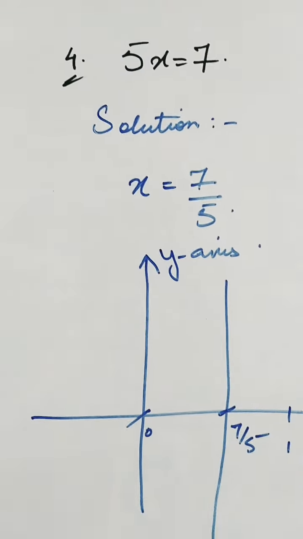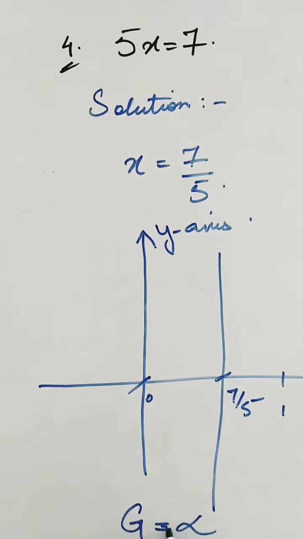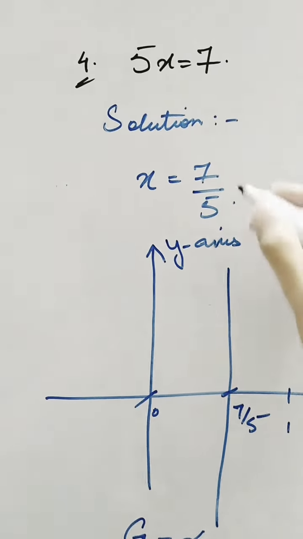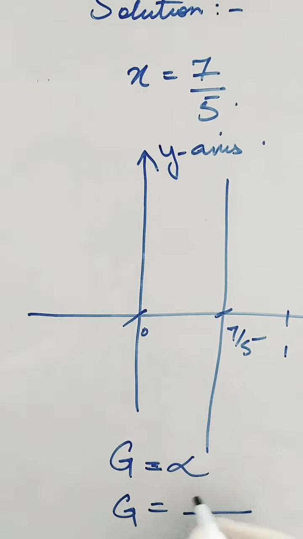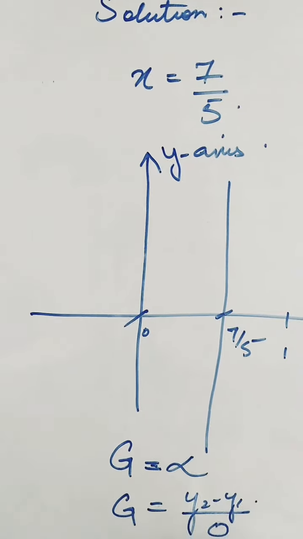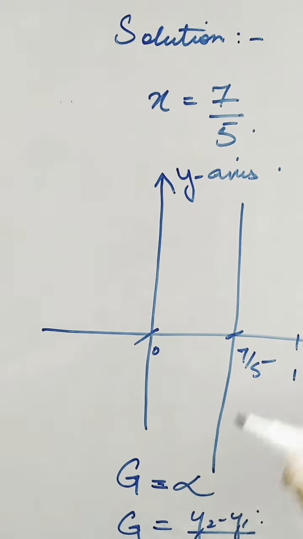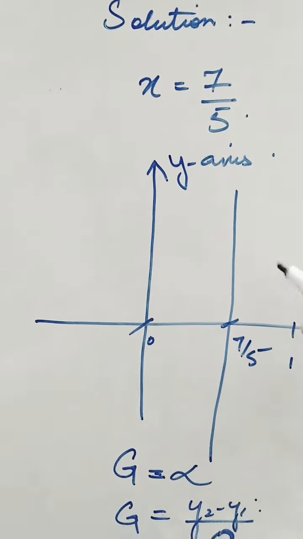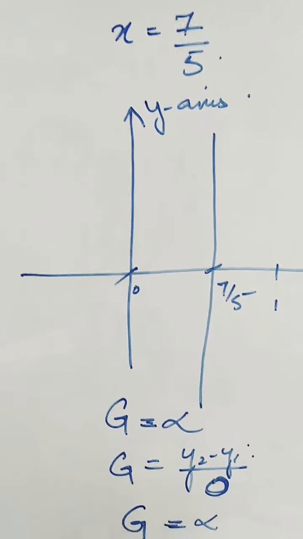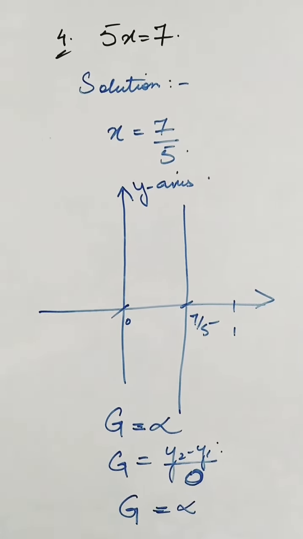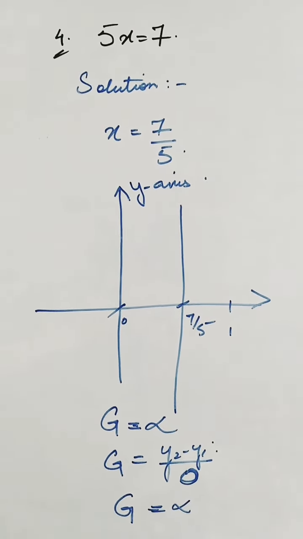As we have learned, any line which is parallel to the y-axis has an infinite gradient, because it has the same x values, which makes the denominator 0. We don't know the y values, but still we know that the denominator becomes 0, as for all the values of y, x is the same. So x2 minus x1 is 0, and anything divided by 0 is infinite, which we have learned earlier in this lesson. So the gradient of this sort of line is infinite, as this line is parallel to the y-axis.